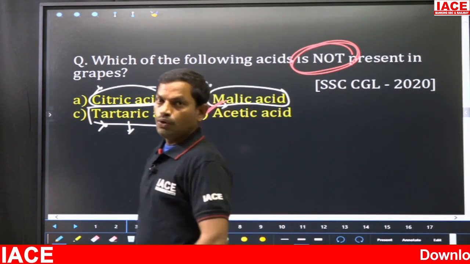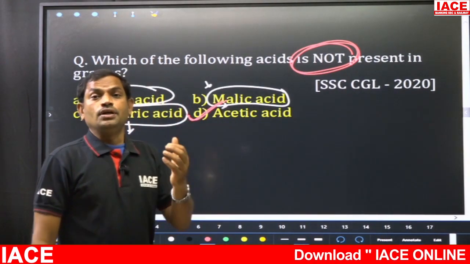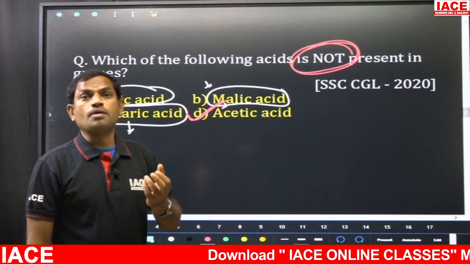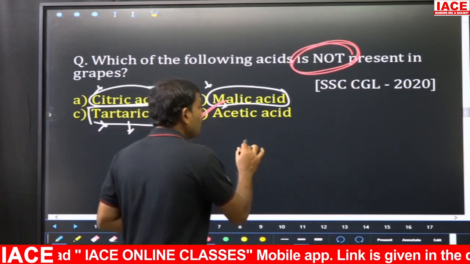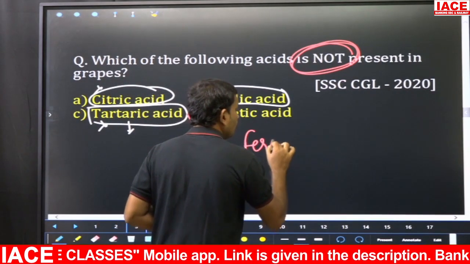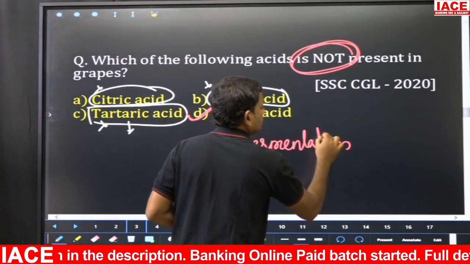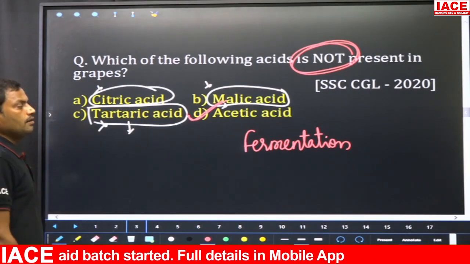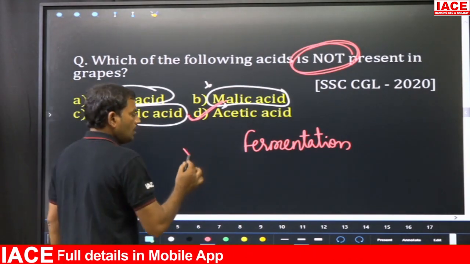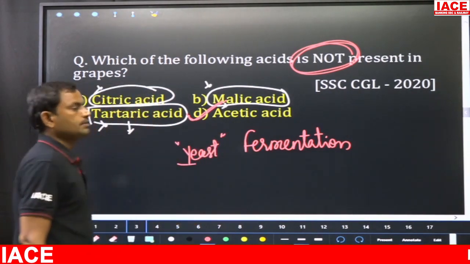right? So grape juice or grapes contain a very important carbohydrate called glucose, and this glucose by a process called fermentation will be converted into alcohol, right? So that is a process involved here, that remember fermentation. So for this an important microorganism called yeast is also required, right?